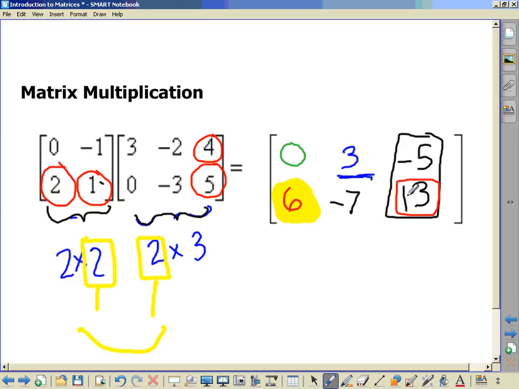Okay, if you're not getting this, we will do a quick example tomorrow at the beginning of class just to make sure we're getting this matrix multiplication part.